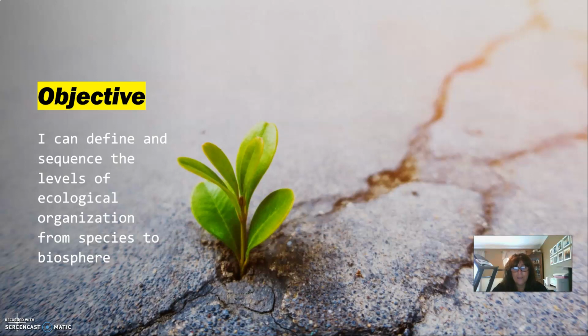So what does that mean? It means you should be able to define or explain what each level is, give examples, and you should be able to sequence the levels or put them in order from largest to smallest or smallest to largest, whichever way you're asked.